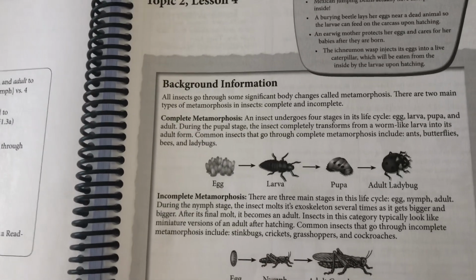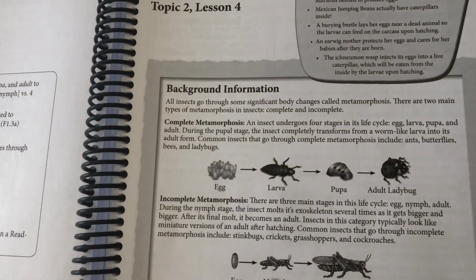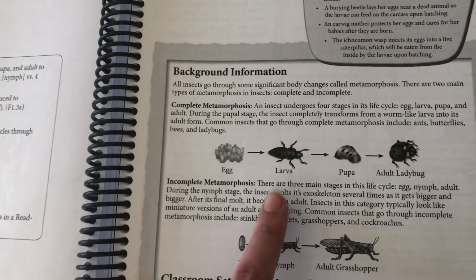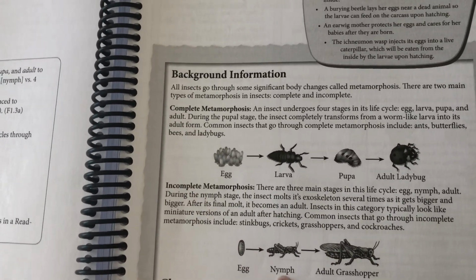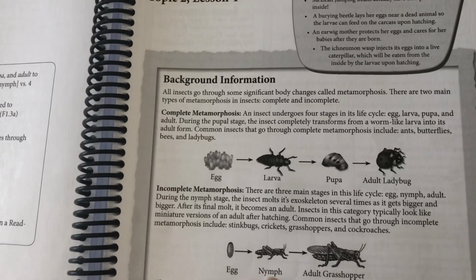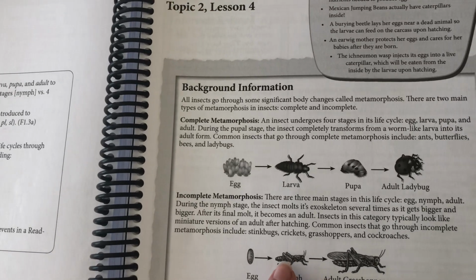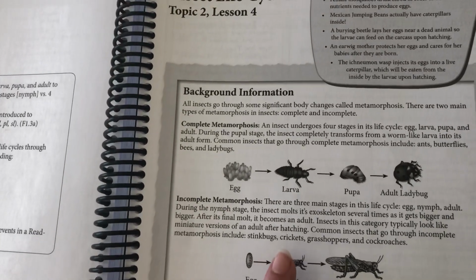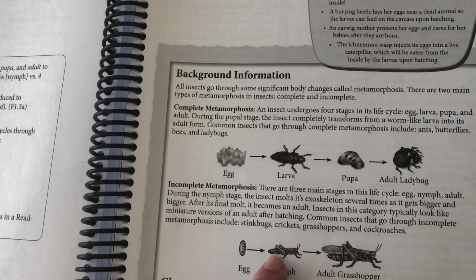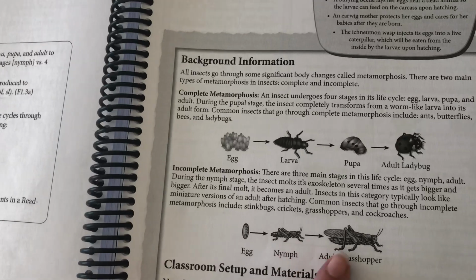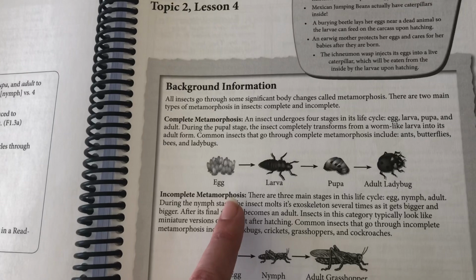So during the nymph stage, the insect's exoskeleton has to grow. So it does what is called molting. It says the insect molts its exoskeleton several times as it gets bigger. After its final molt, it becomes the adult. All right, so molting means they kind of shed their skin, kind of like a snake when we learned about snakes. So they shed their exoskeleton because they need a bigger skin because they're getting bigger. So that's what the insects do in an incomplete metamorphosis.